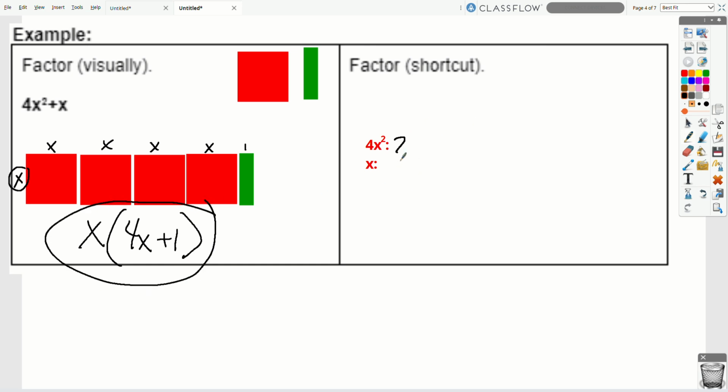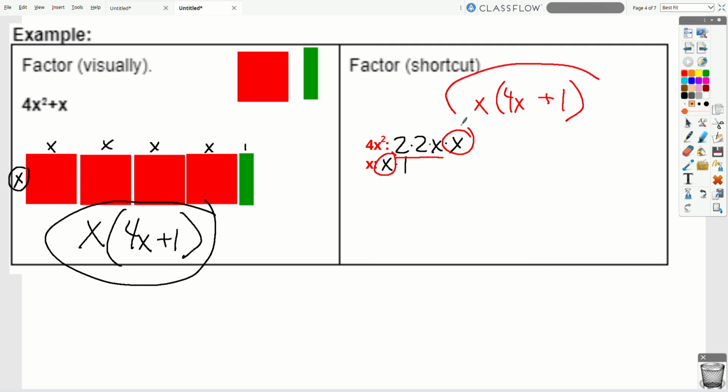We do it the shortcut method, 2 times 2 times x times x. X is just going to be x times 1. We see here that they both have x. That number goes out front, and then we get 4x for the inside portion, because that's 2 times 2 times x, plus, and then we have this 1 right there. So we have x times 4x plus 1.